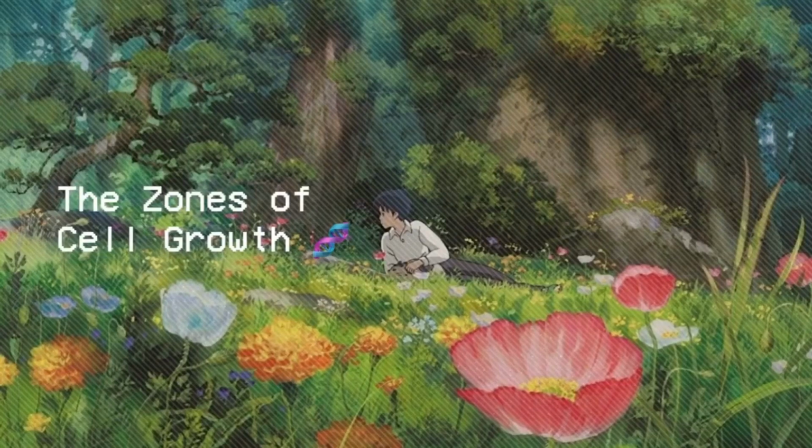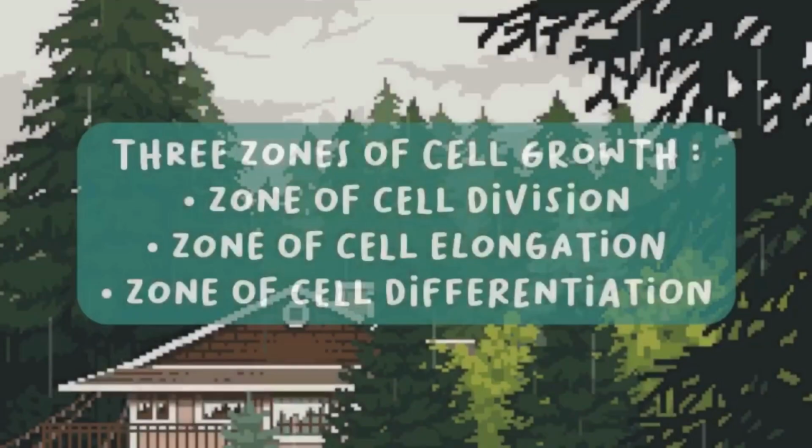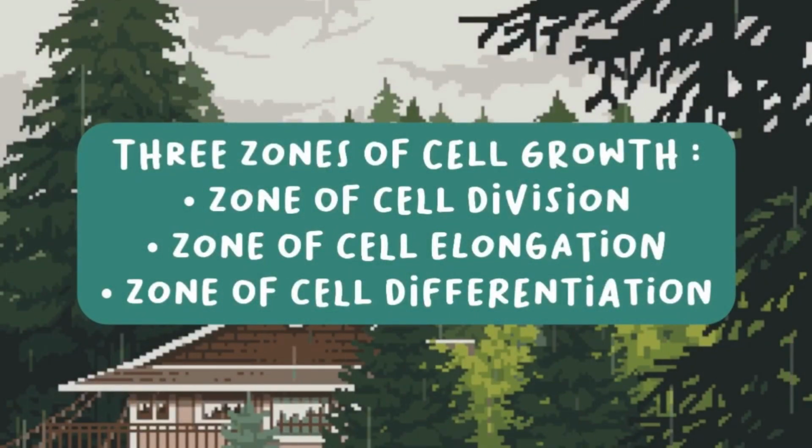The zones of cell growth. There are three zones of cell growth. First, zone of cell division. Second, zone of cell elongation. And third, zone of cell differentiation.